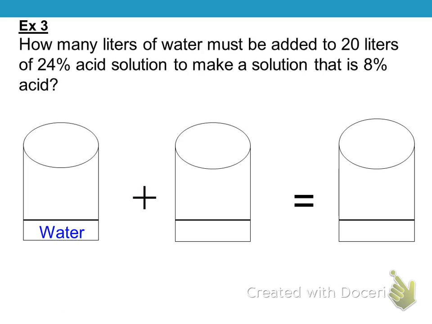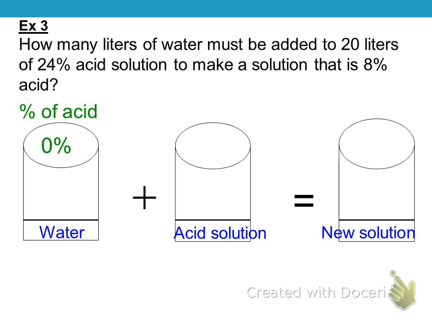Okay, so the first one's water. I don't know how much water there is. I'm assuming there's no acid in my water. The next one is the acid solution. I have 20 liters of it. It's a 24% solution. I want my final new solution to be 8%, and it's going to be however much water I have plus the 20 liters of the original acid solution.